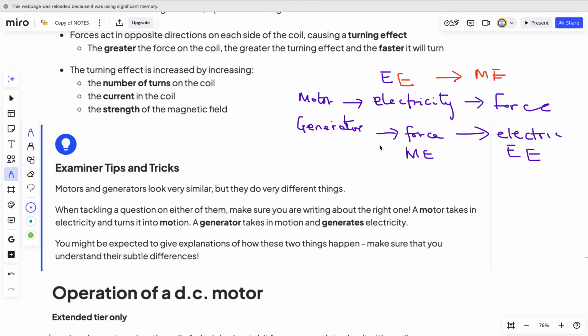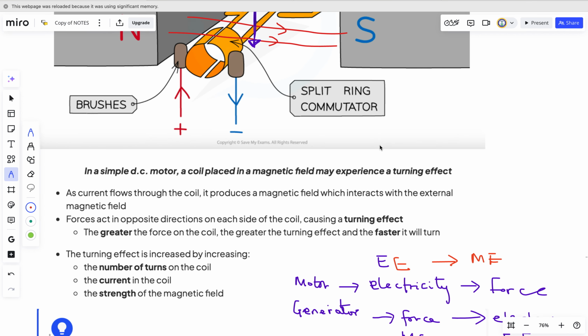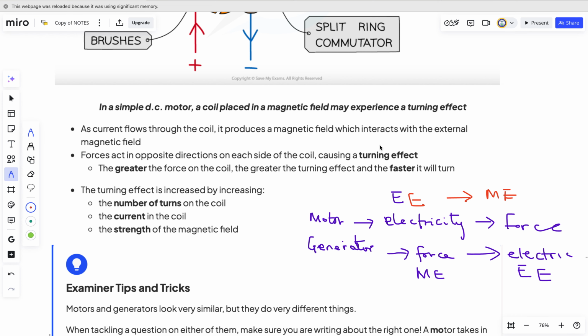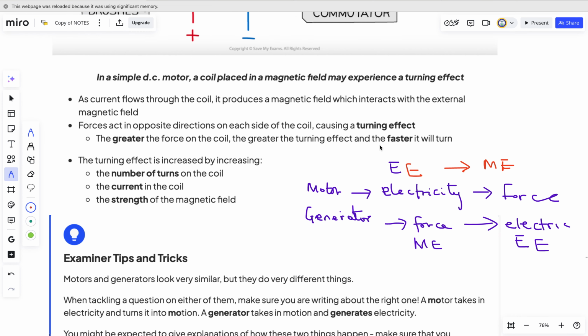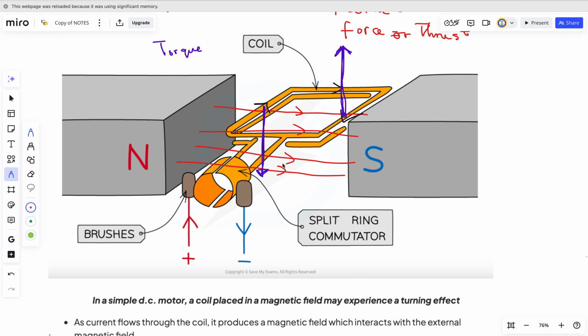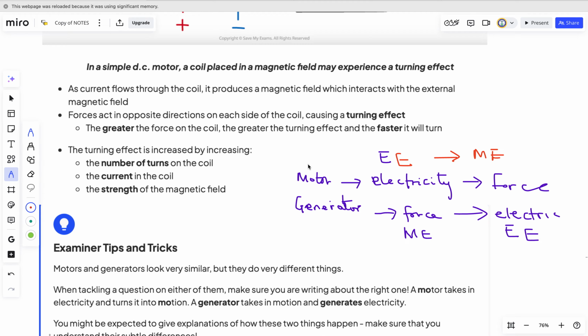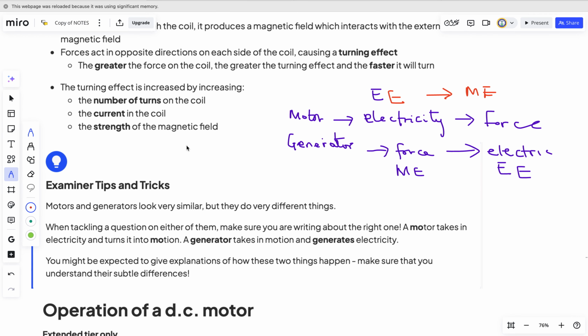Now, the basic point we need to summarize here is the turning effect. If we want this rectangular coil to rotate more, what are we supposed to do? Number one, we have to increase the number of turns. By increasing what? You have to increase the number of turns of the coil.